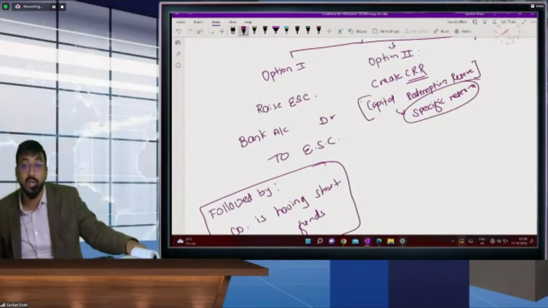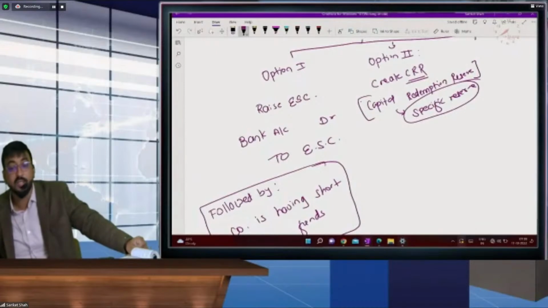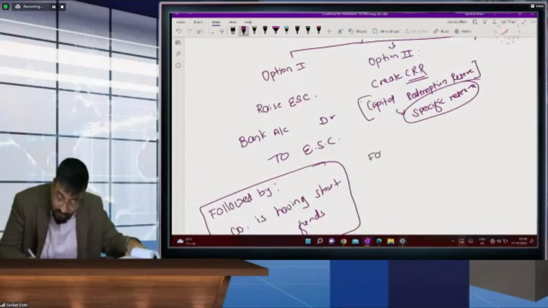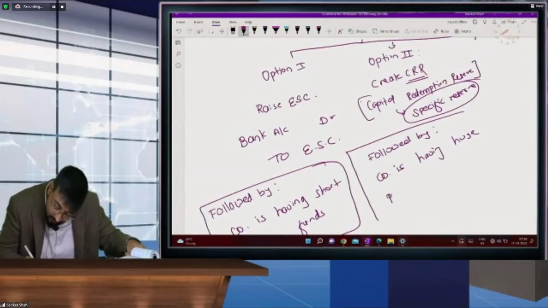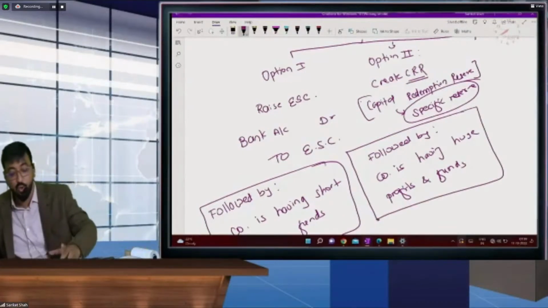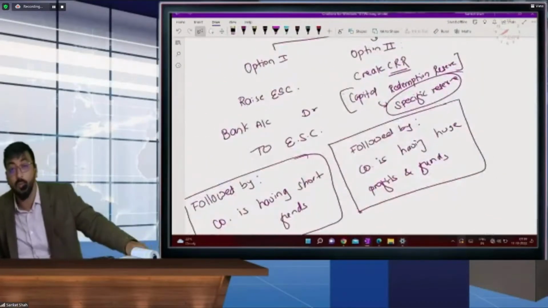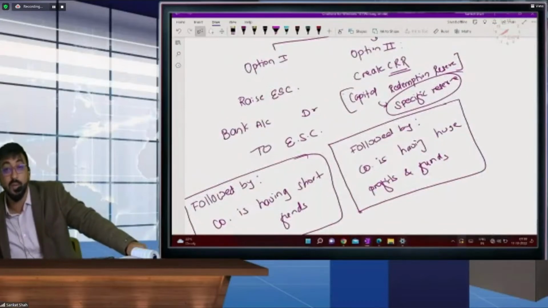Now why create this specific reserve? Because suppose the company is having huge profits. So who will follow this option? The company having huge profits and huge funds will follow this option.